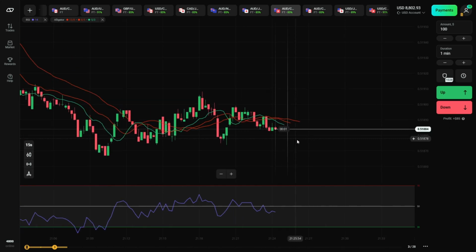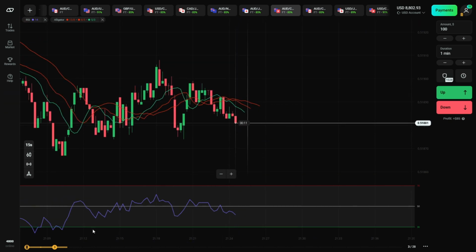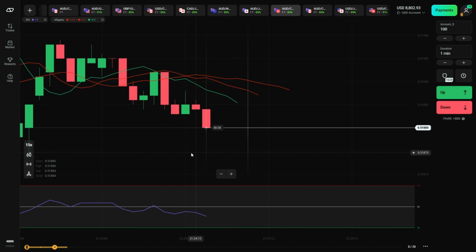This is the strategy, simply put. We don't need to enter more and more trades to understand it. This strategy is very clear. Use the alligator, use the RSI, and try to find trades.